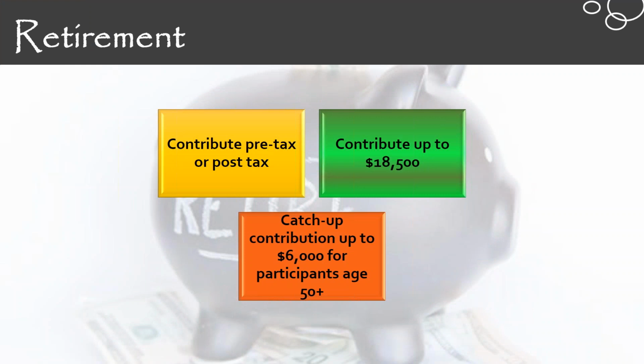So you can contribute on a pre-tax or post-tax basis. Pre-tax means that that contribution comes out before taxes come out. You will be taxed on it when you go to take the distribution when you retire. Post-tax, AKA Roth, means that you are taxed on it now and you won't be taxed on it later. You can contribute up to $18,500 to your 401k every year. And you can do a catch-up contribution of $6,000 if you are over the age of 50.